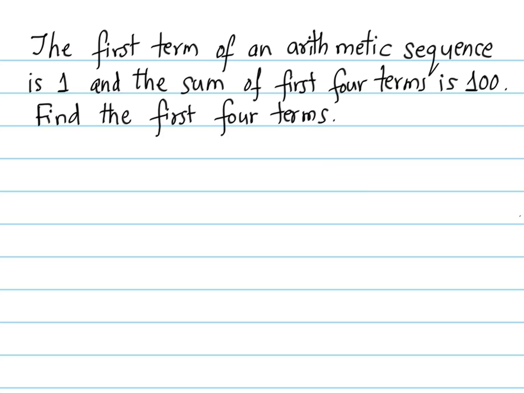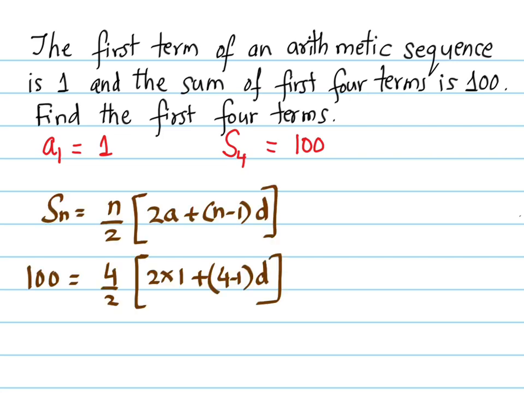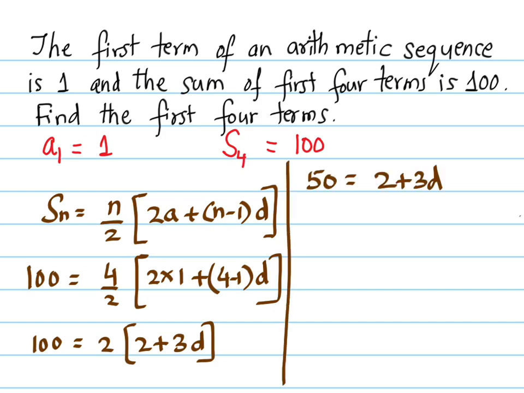Then the last question, the first term of an arithmetic sequence is 1 and the sum of first 4 terms is 100. Find the first 4 terms. So the first term is given, the sum for the 4 terms is given 100. So we write the formula for Sn. Substitute the numbers which we have got. So Sn is 100, n is 4 because it's the sum of the first 4 terms, and a is given to us, the first term is 1. We can simplify this and get the value for d. D is equal to 16.